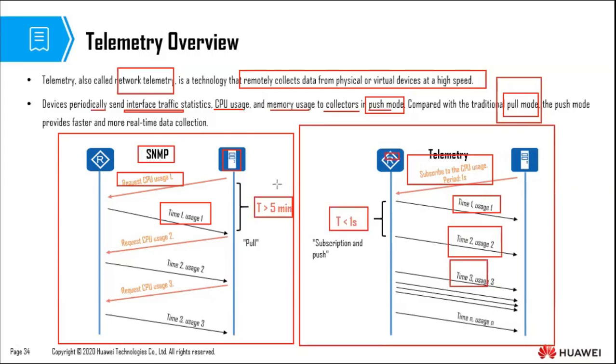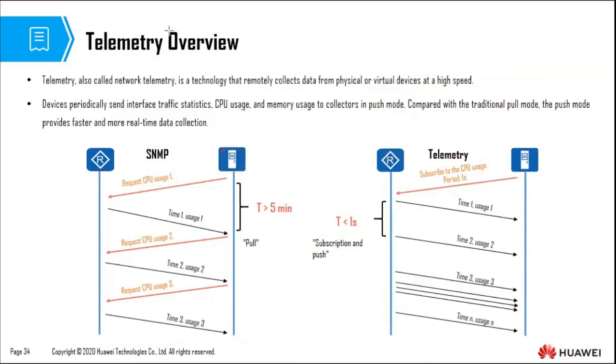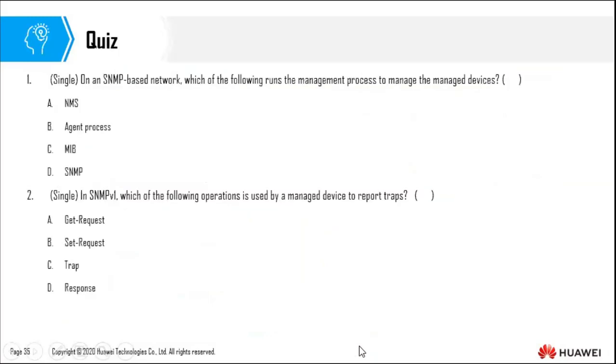So we don't query anymore. You just subscribe, then you're going to be sending to us. So subscription and push. That's what we call push. You can see that this greatly enhances network reliability, because we are able to identify faults earlier in our network. That is the purpose of telemetry: to provide data collection at the level of subseconds. Telemetry supports data collection at the level of subseconds.